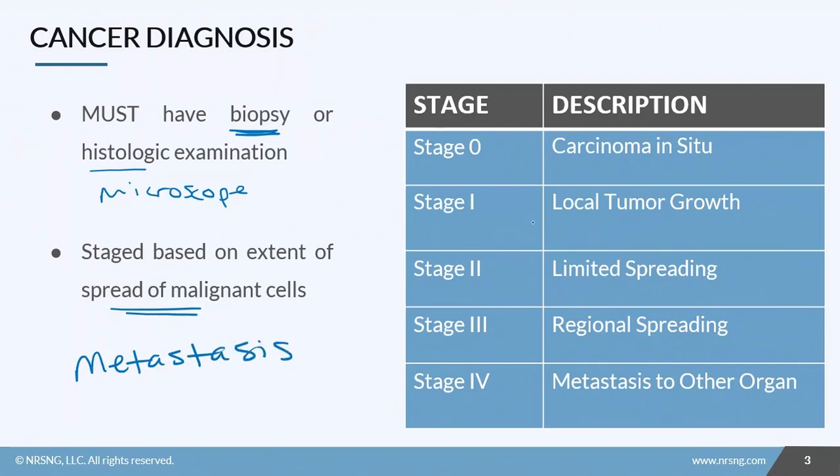So if it stays in one place and it's not growing at all, it's a stage 0. If it's spreading and growing, it's a stage 1. And down and down and down, the more it spreads, the more it grows, the higher the stage. So a stage 4 is when it has spread to other organs and has started to affect those organ systems as well. Of course, the higher the stage, the more severe the diagnosis and the poorer the prognosis.